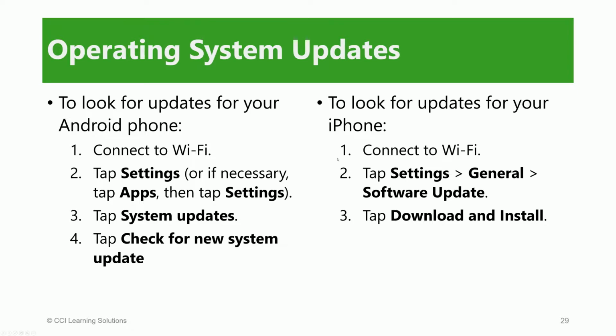So to look for your updates on an Android phone, make sure you're connected to Wi-Fi, tap your settings, or if necessary, tap apps, then settings, tap system updates, then tap check for new system update. On the iPhone, once again, make sure you are connected to the Wi-Fi. You tap settings, go to general, then software update, then tap download and install.